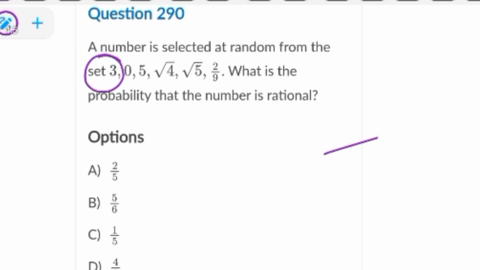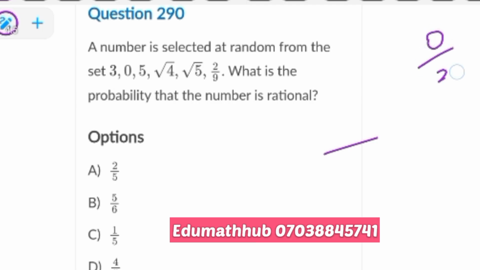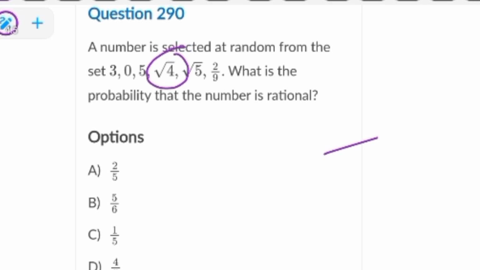So 3, for example, can be expressed as 3/1. 0, for example, can be expressed as 0/2. 0/2 will give you 0. The same thing with square root of 4, which can be expressed as 2/1. But square root of 5 cannot be expressed as a ratio. And 2/9 is already in rational form, so let's leave it like that.